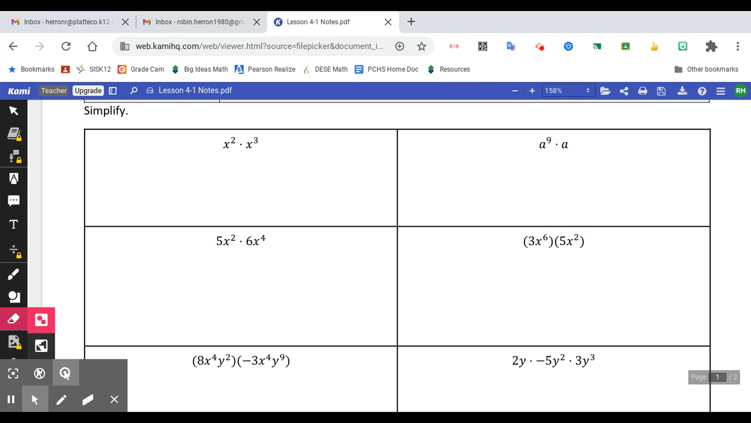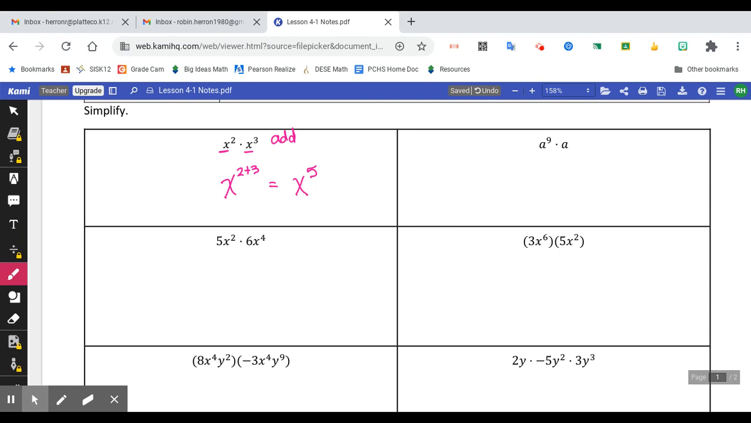Sorry, I couldn't get the paper to scroll. So let's talk about the examples we have coming up. Again, same bases here, x and x, for this first one. If they're the same bases and you're multiplying them, we keep the base and add our exponents. So 2 plus 3, and we would have x to the fifth, because we could actually put 2 plus 3 together. This would be our final answer.